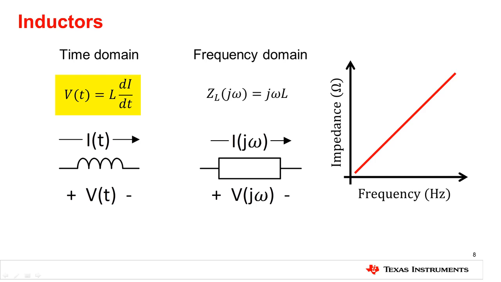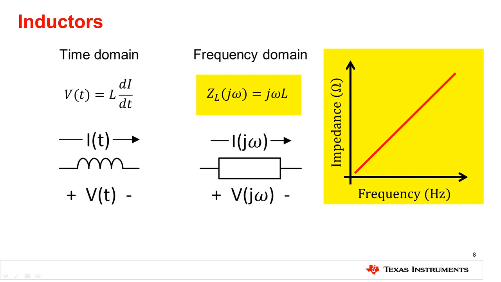L is the inductance of the component, measured in Henry, and I is the current through the component in time, measured in amps. As with the capacitor, we can use a Laplace transform to find the impedance of the inductor in the frequency domain. Here, Z sub L is the impedance of the inductor in ohms. J represents the square root of -1. Omega represents the signal frequency in radians per second, and L is the component inductance in Henry. Note that the impedance of the inductor is proportional to the frequency of operation.